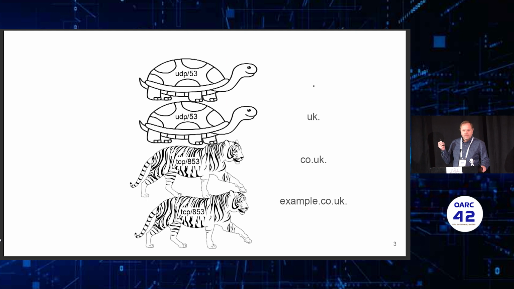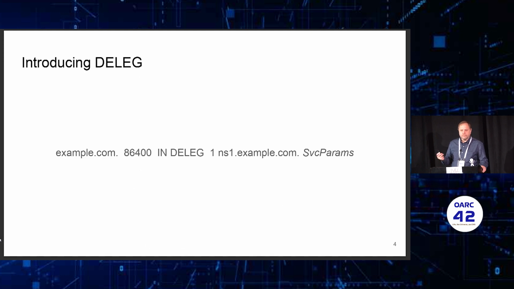But what if the turtle could tell you, oh, this one is different. I want you to go talk to a different name server that works differently. You're switching from turtles to tigers, right? Like you have an enhanced name server that's going to be able to give you some aspect of better service for resolving your query. So introducing DELEG.